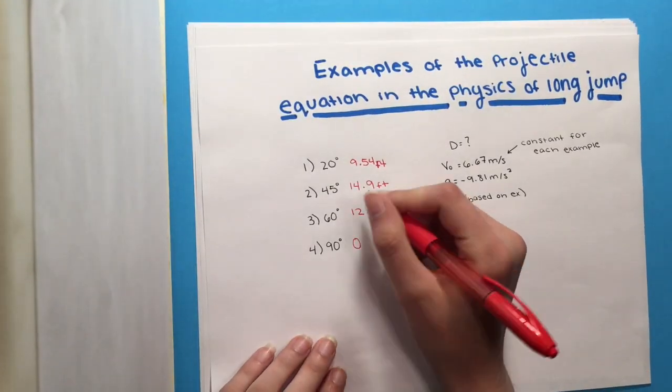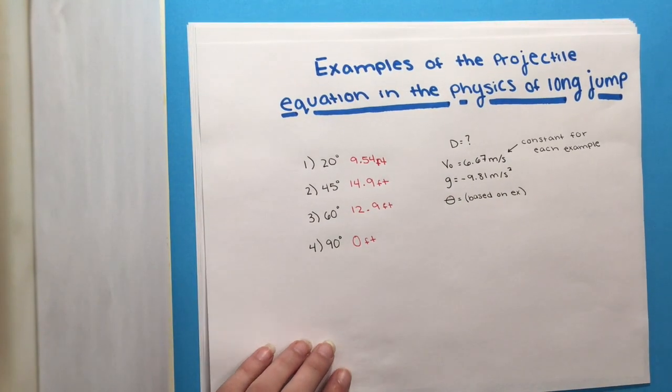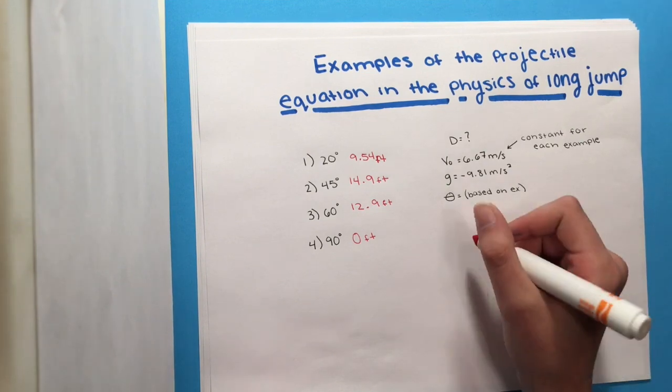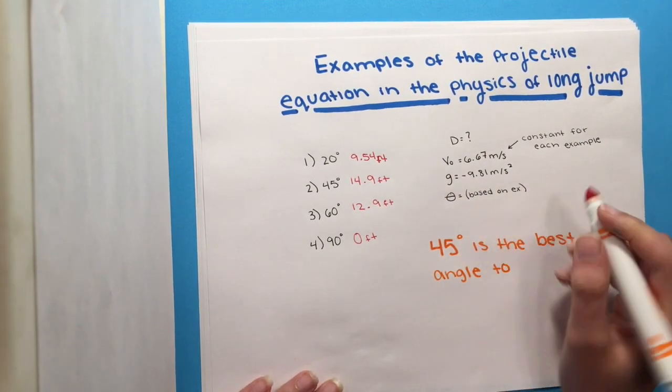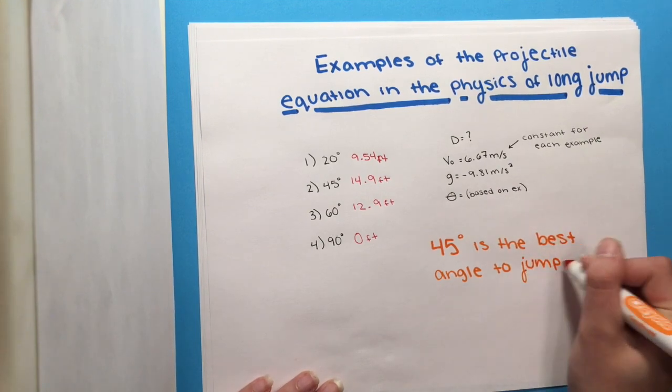Now, looking back, 45 degrees seems to be the best angle for jumpers to achieve the greatest distance. I even solved the equation for 44 degrees and 46 degrees to be certain, and 45 degrees was the best.